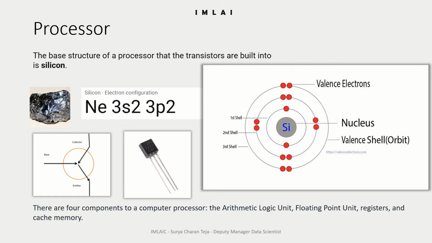Fantastic, brilliant story. But what does this processor consist of? Because a processor is nothing but a number of transistors. But what does a processor consist of? Basically, how do they make it? A processor consists of an arithmetic logic unit, a floating point unit, registers, and cache memory.